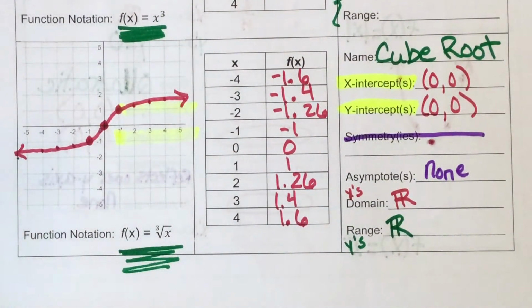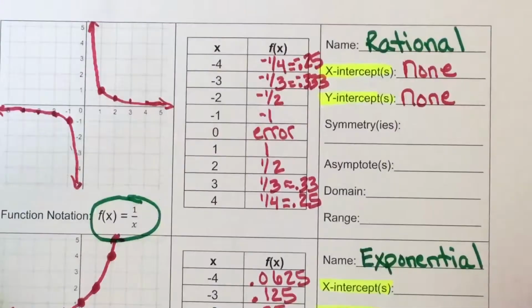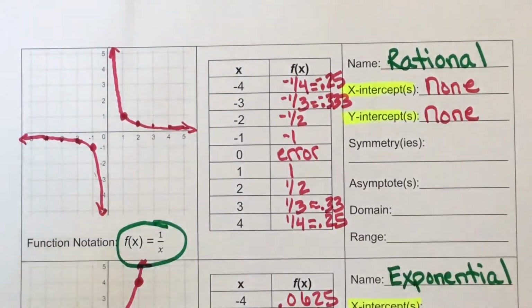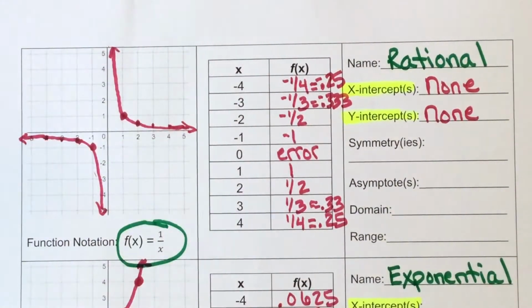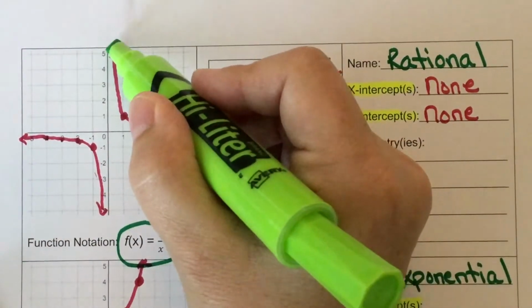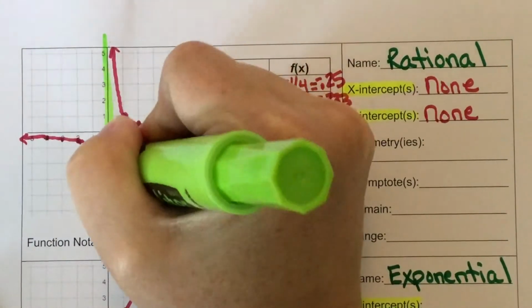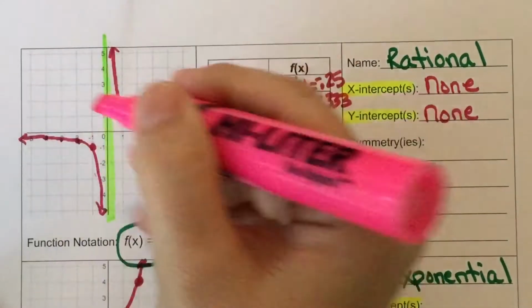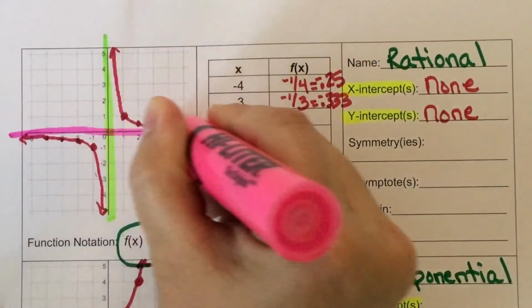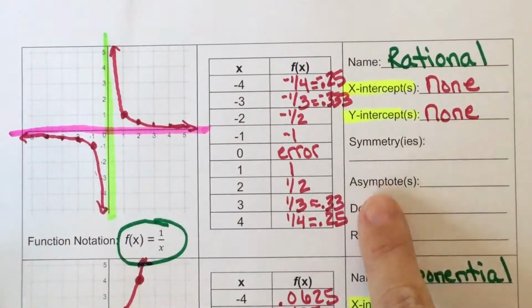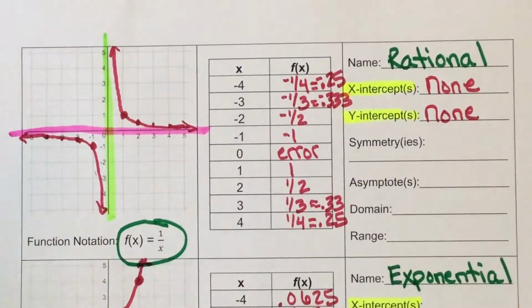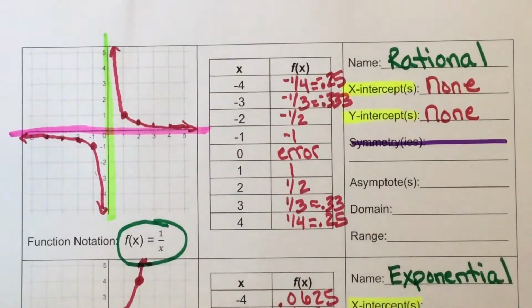Okay, let's look at the next three. All right, so rational. This is the one where I told you that there are things that the graph can't do. The graph is not allowed to touch this y-axis, and this graph is not allowed to touch the x-axis. So that means we finally have what we call asymptotes. All right, so I'm going to get rid of symmetries.